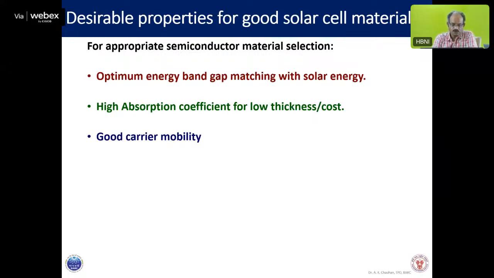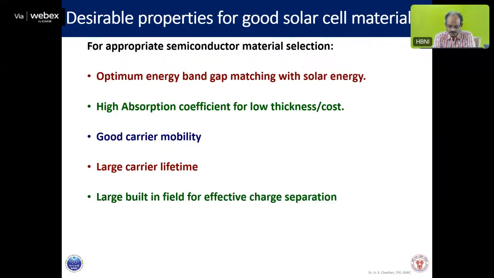The next is good carrier mobility. The electron-hole pairs which have been generated should have a very high mobility. If they have high mobility, they can move faster inside the material, so they are collected before the recombination. Then large carrier lifetime. Carrier lifetime is the time before they recombine. So if the carrier lifetime is larger, there is a very good probability that they will be separated and collected at the electrodes before they actually recombine.